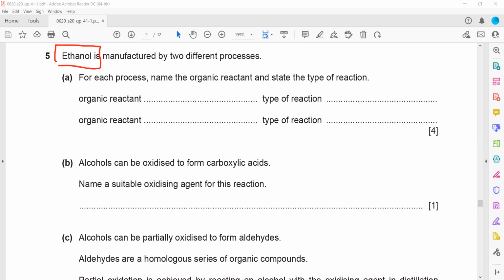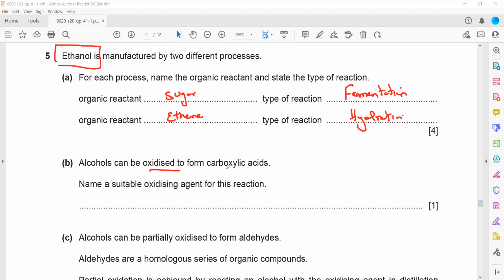So the reactant here, if the type of reaction I'm writing is fermentation, and the second reaction, addition of water, is called hydration. So the organic reactant for fermentation, we use a sugar or glucose, and for the other, we use ethene. Ethene plus steam gives ethanol, and the fermentation of a sugar solution will also give ethanol.